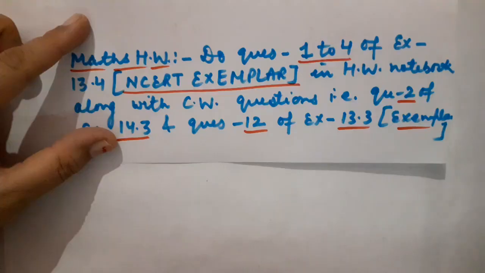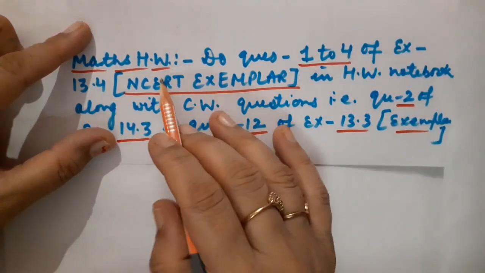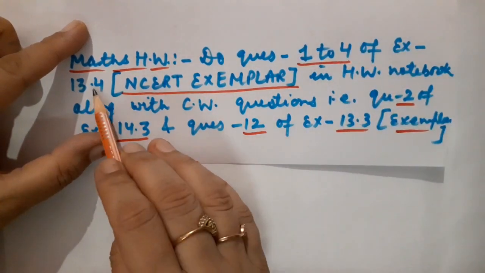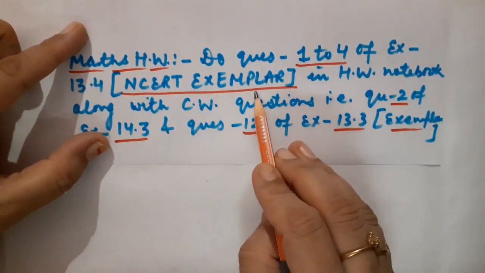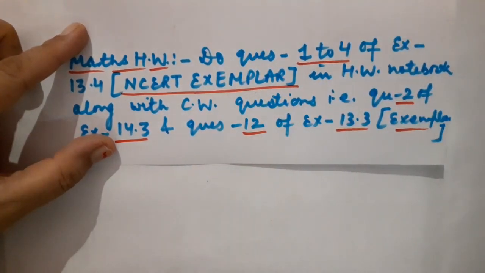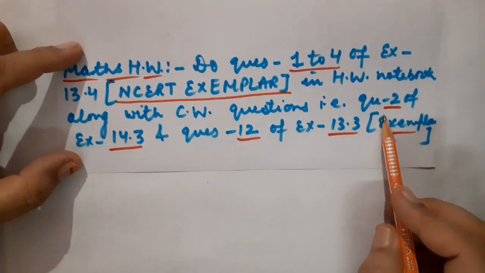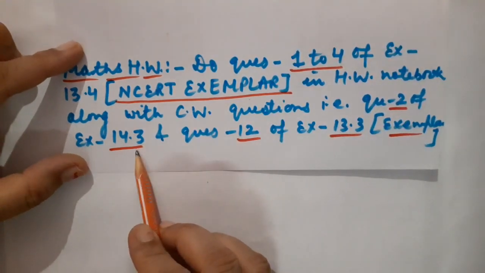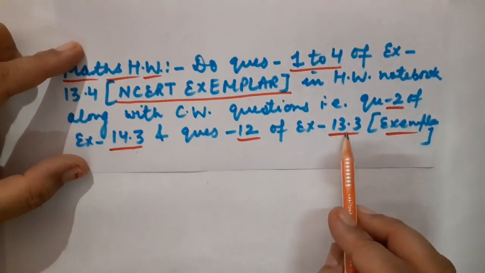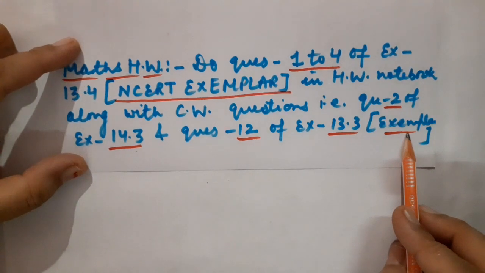Okay? Now children, this is the time to get mathematics homework. Please note down, do question 1 to 4 of exercise 13.4 of NCERT exemplar in mathematics homework notebook. Along with the classwork questions, that is question number 2 of exercise 14.3, this is from NCERT, and question number 12 of exercise 13.3, this is from exemplar. Clear, students?